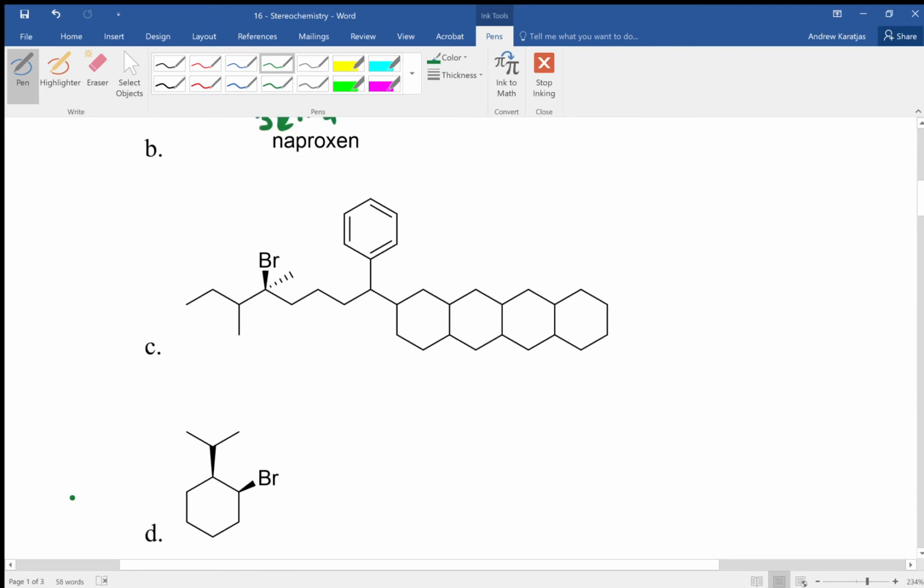In part C, we also have 1 stereocenter that's indicated. I would note there's a second stereocenter over here, but we're not going to worry about that because I didn't indicate directions for the substituents there. But bromine is the highest priority. And then we have 3 carbon groups. The methyl is the lowest priority of those 3 groups because it's a carbon bonded only to hydrogens.